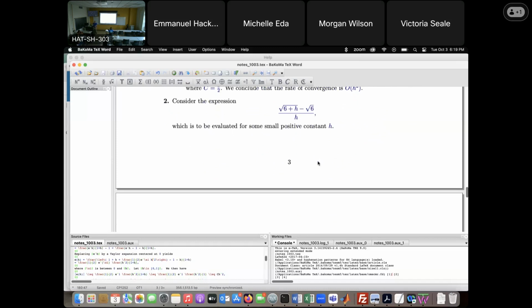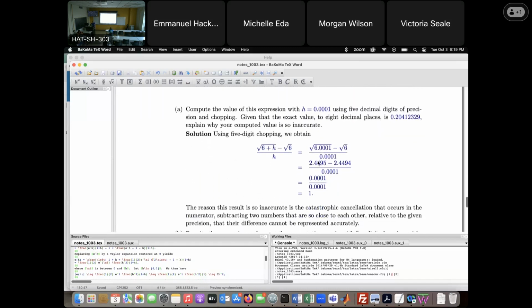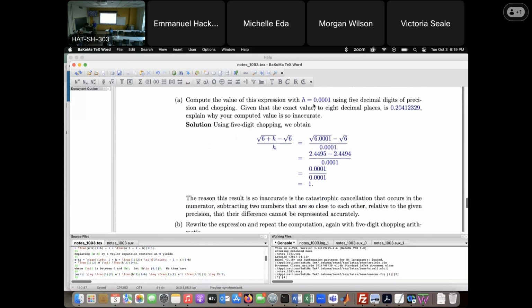Next one, a floating point arithmetic problem, where there's a cancellation issue. When you're first computing it with a given h value using a certain number of digits of precision, that means if you're told to carry out arithmetic using limited precision, you must round or chop, whichever is specified, after every single operation you perform. Like here I have the square root of 6.001, that's from 6 plus h. Go ahead and use your calculator or MATLAB to compute the square root, but then you must round that result to the specified number of digits, in this case 5. Similarly for the square root of 6. Make sure you do that after every operation.